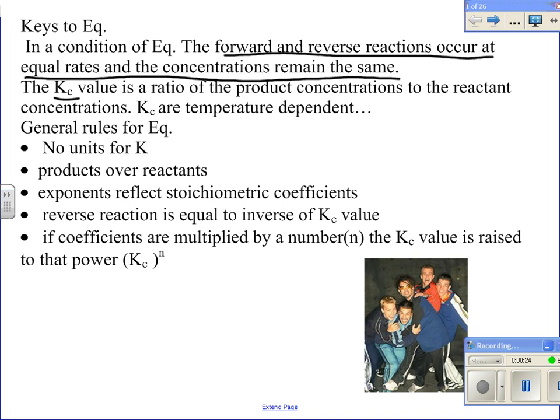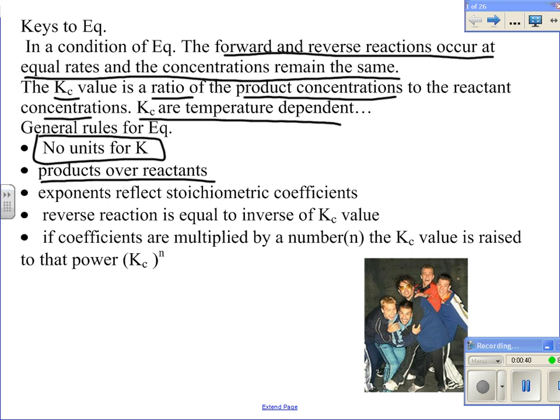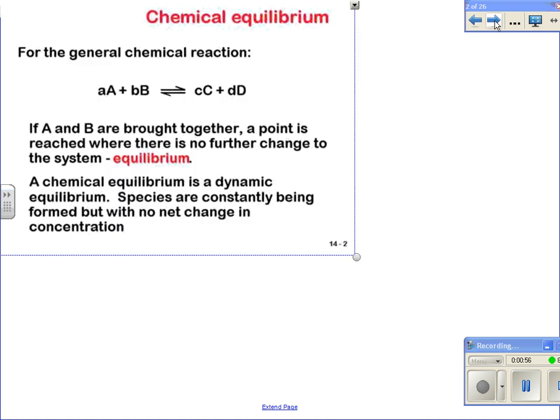Kc value is a ratio then of products concentrations over reactant concentrations. Kc, or equilibrium, happens to be temperature dependent. A couple rules we're going to focus on: first, there are no units for K, it's unitless. Products over reactants. Exponents reflect stoichiometric coefficients. So those are the three things that we're going to deal with today. We're going to focus on the exponents, and the stoichiometric coefficients become the exponents when we write out an equation. So the first thing that we're going to do is look at what equilibrium is.